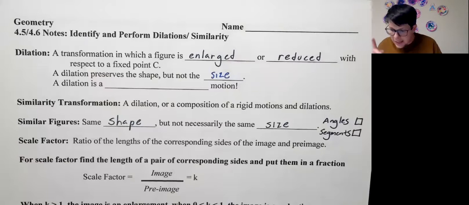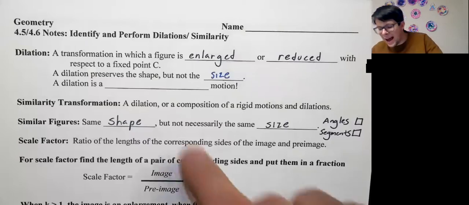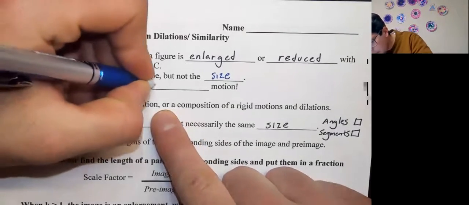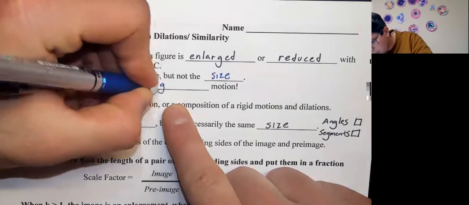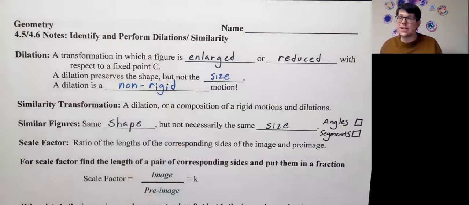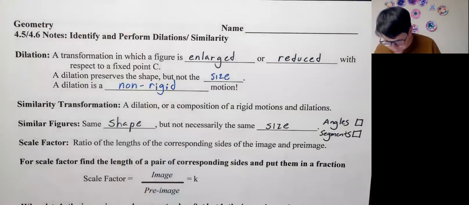A dilation is a non-rigid motion. Now it's got to be non-rigid because when you're talking about rigid motions, that is when it is going to preserve both the size and the shape. And so that is an important piece right there. This one is our first one and only one that is going to be non-rigid. It is not an isometry.